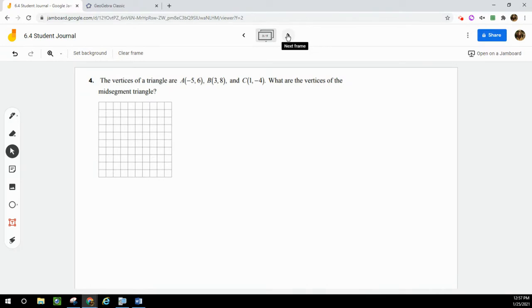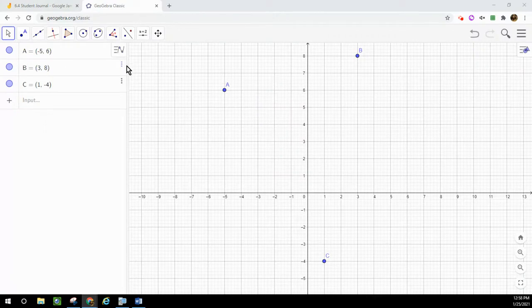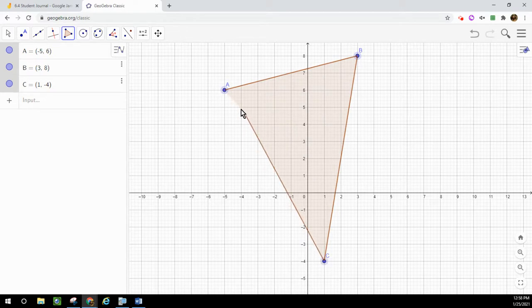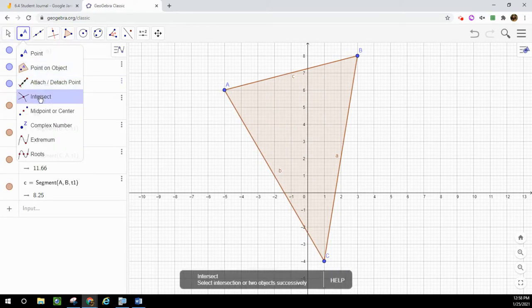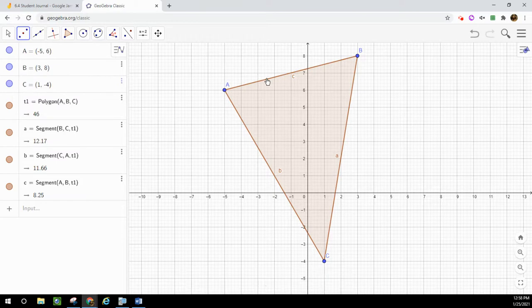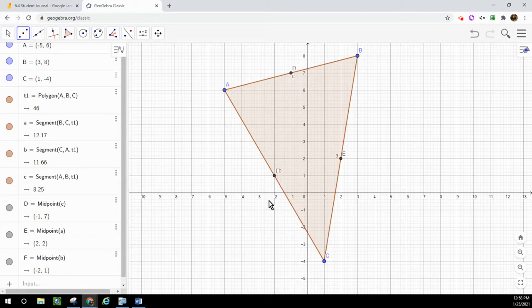In question number 4, it says the vertices of a triangle are -5, 6, 3, 8, and 1, -4. Let's plot these in GeoGebra. Here are the coordinates. Let's make the triangle. And if we make the midpoints, the midpoint of AB is -1, 7. The midpoint of BC is E, which is 2, 2. And the midpoint of AC is F, or -2, 1.